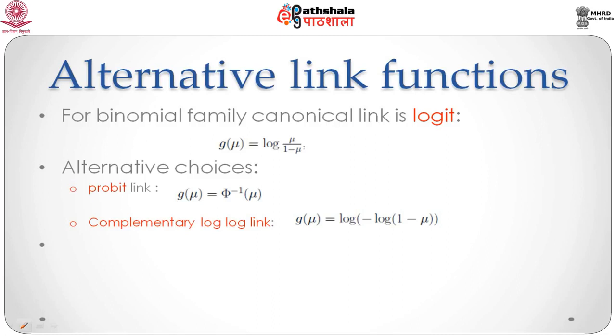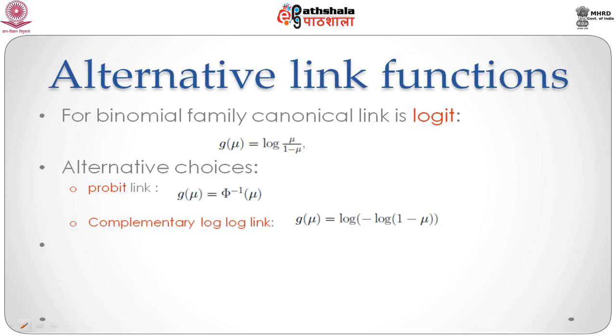However, as you have noted from the module on binary choice, in many situations mathematical formulation alone will not be satisfactory for choosing the link. In such cases, we can think of alternative links. So, for example, if we have a binomial family, we know that the canonical link is the logit given by g(mu) equal to log of mu over 1 minus mu. However, it is also possible to think of alternative choices such as the probit link, where g(mu) is equal to capital Phi inverse of mu.